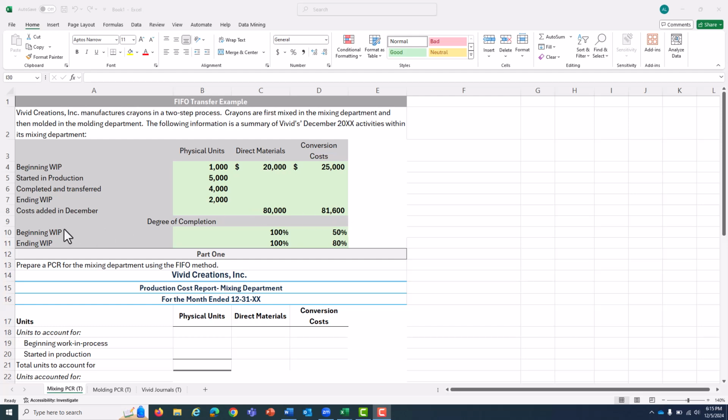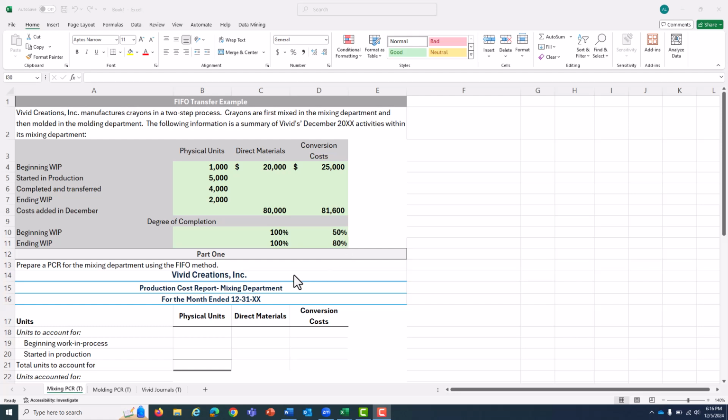The batches which were in our beginning WIP were already done 100% for materials. They're only half done, 50% in terms of conversion costs. So all the materials were there, but they still needed to run through the machines to be mixed up, etc. The units in ending WIP are also 100% done for direct materials, and those units are 80% done for conversion costs. So they're a little closer to being done, but they're still not all the way mixed.